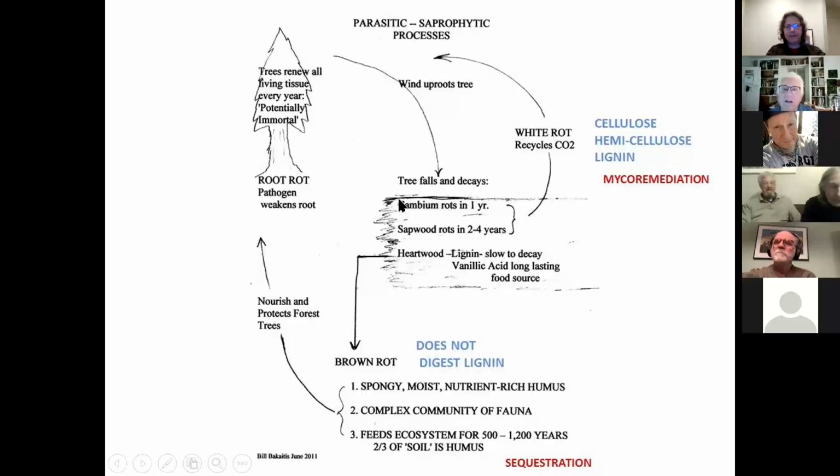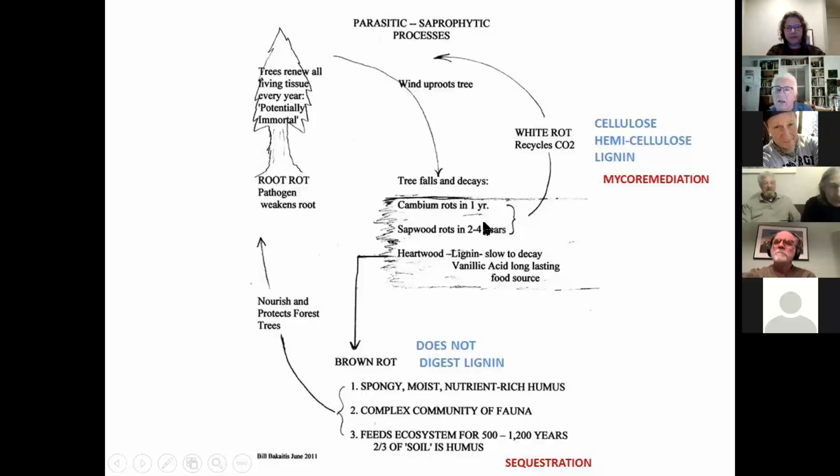Within a year, the cambium layer rots. That's the layer right under the bark, the vascular system, which carries a lot of the sugars. Within 2 to 4 years, the sapwood right under that rots. But the heartwood, the wood inside, often of a different color, is slow to decay, and it will take years, sometimes 100 years or more. But when it does decay, two things happen.